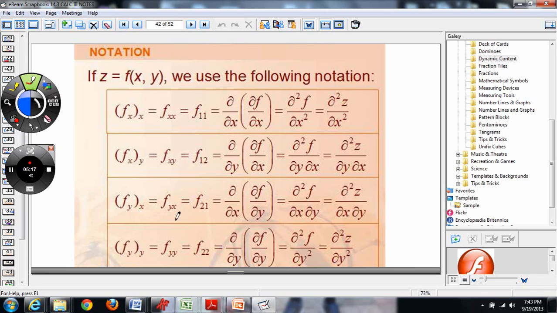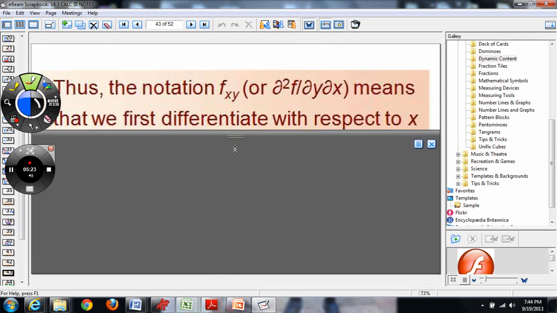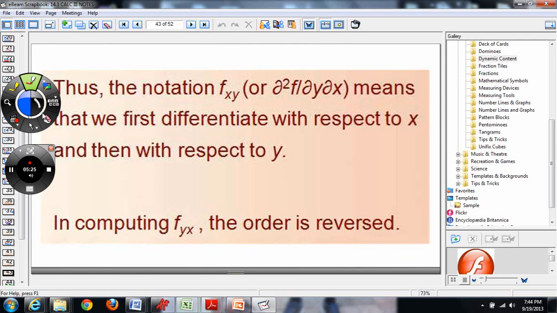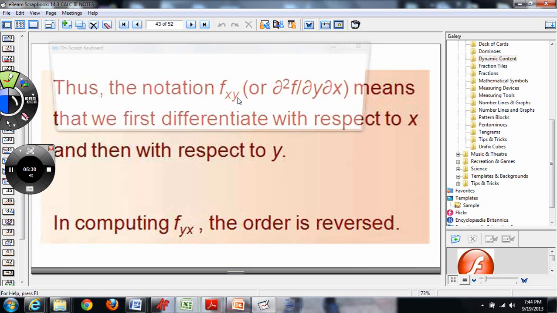All right, all that seemed to make sense. All right, so same thing there. Just the order, you have to do the x first and then the y.